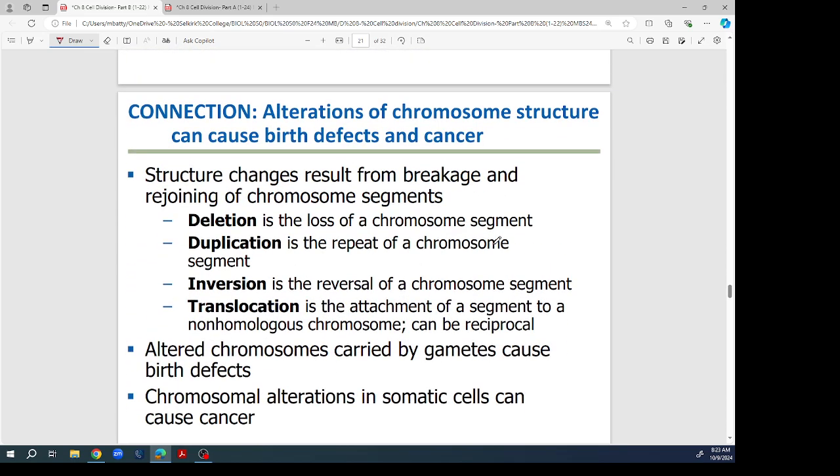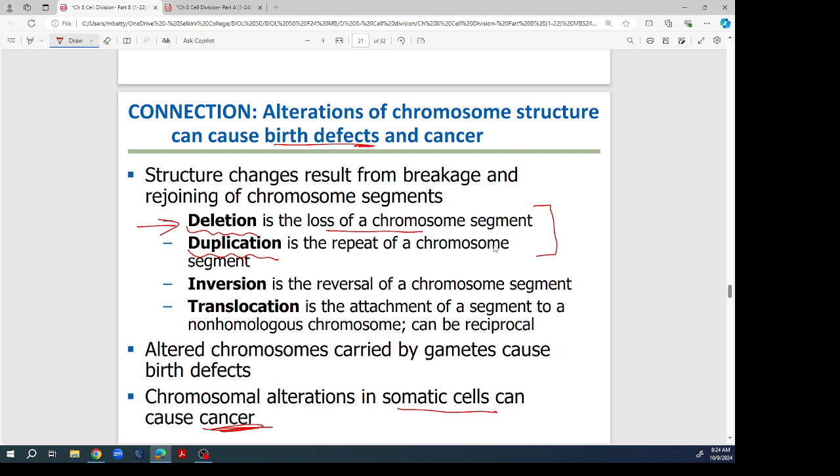So other things that can happen in meiosis can cause birth defects, or if it's in a somatic cell, they could lead to cancer. You could have a deletion, a loss of a chromosome section. You could have a duplication. So maybe if I was crossing over with a homologous chromosome, maybe the homologous chromosome walked away with both of our forearms, right? That would be a duplication. I would walk away without a forearm. That would be a deletion.